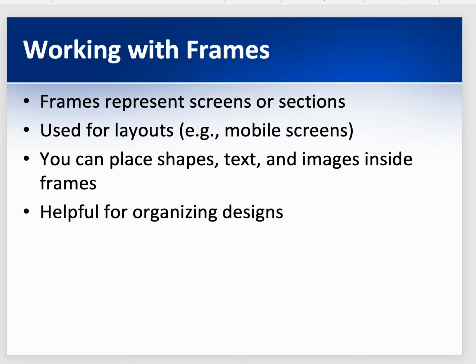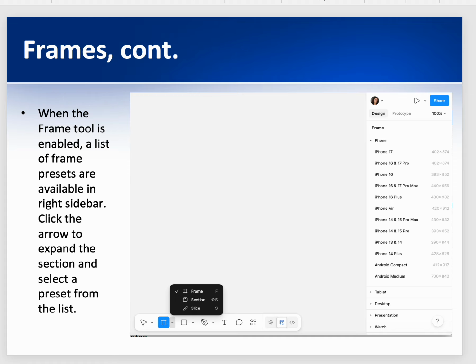So frames is the main thing. Frames is how you'll make like a phone. So you'll have your layout and you'll put your shapes, your text, your images, everything that you want will be on these frames. So when the frame tool is enabled, you'll have all these frame options. Like you can pick an iPhone and whichever phone, Android, whatever phone you want, and you can click it so that you could start with one of those phones.